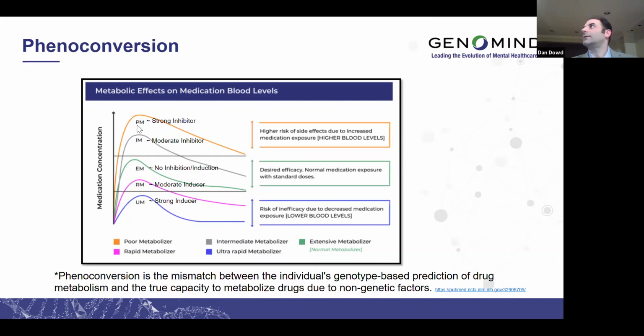So if I give you Strattera or atomoxetine, your blood levels as a poor metabolizer are likely to be similar as your blood levels with a strong inhibitor. Okay, so these are rough equivalencies between inhibition strength and genetic phenotype.